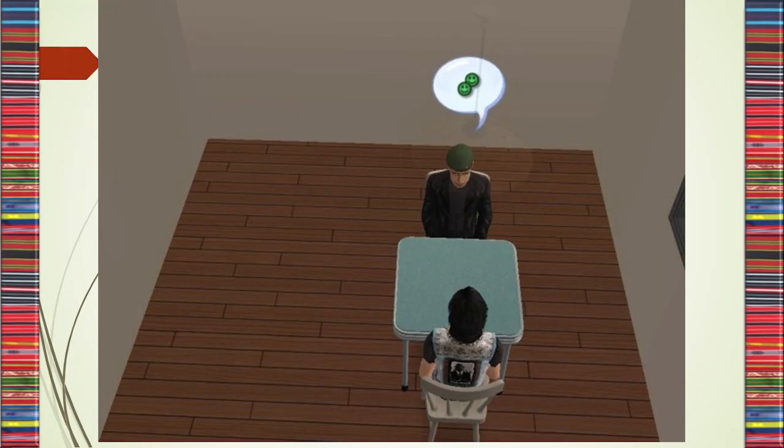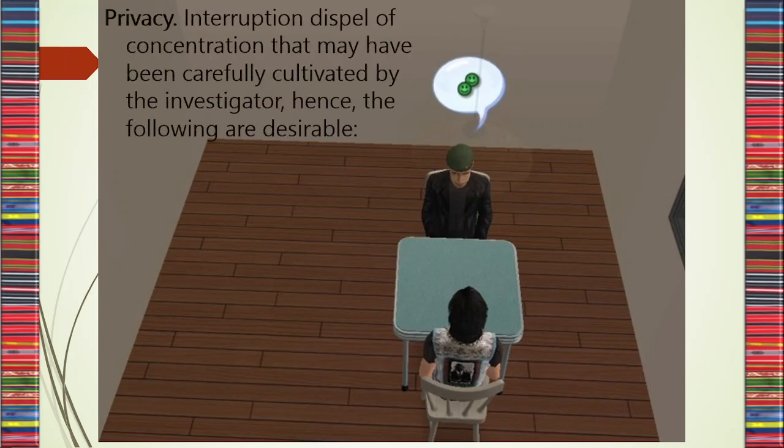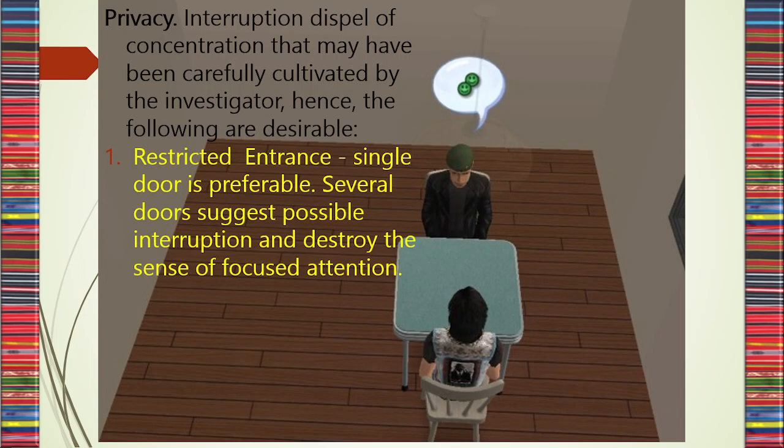So we have on the upper portion the interrogator and the subject on the lower portion. So privacy must be observed during interrogation. Interruption destroys the spell of concentration that may have been carefully cultivated by the investigator. Hence, the following are desirable.